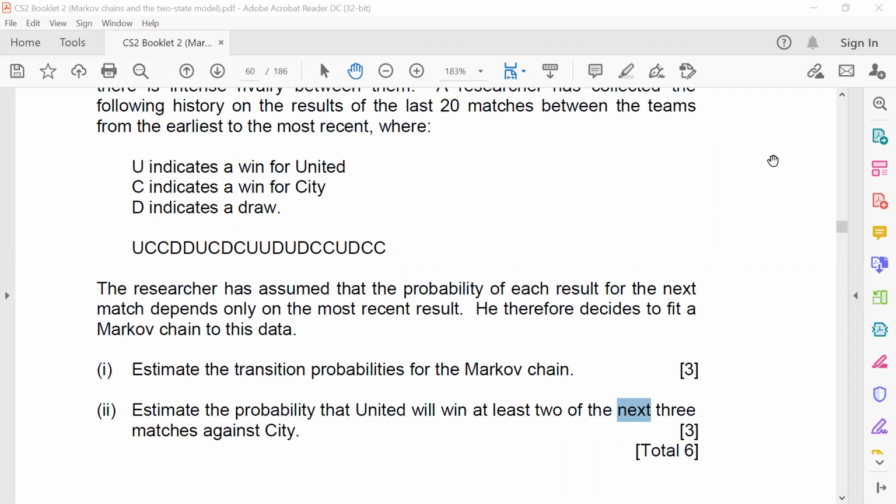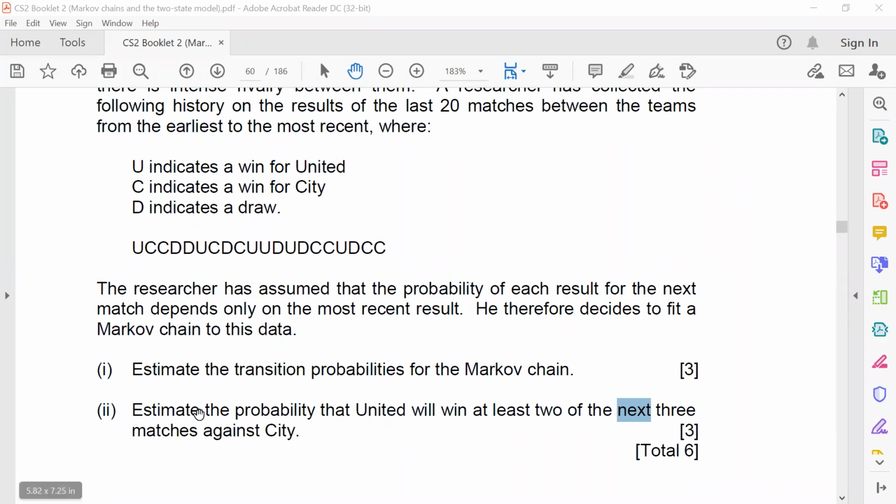Like, ma'am, in the draws they are given like U, C, C, D, D. So the question is asking us, United will win at least 2 of the next 3 matches. So first we can consider that United will win at least the next 2. So the first, where U comes 2 times and there is C once. So C U will be one. Yeah, so that is fine, right?